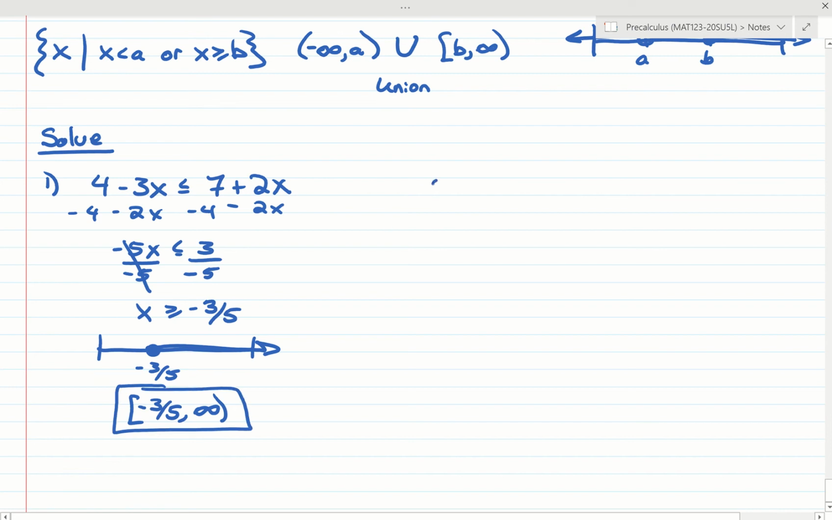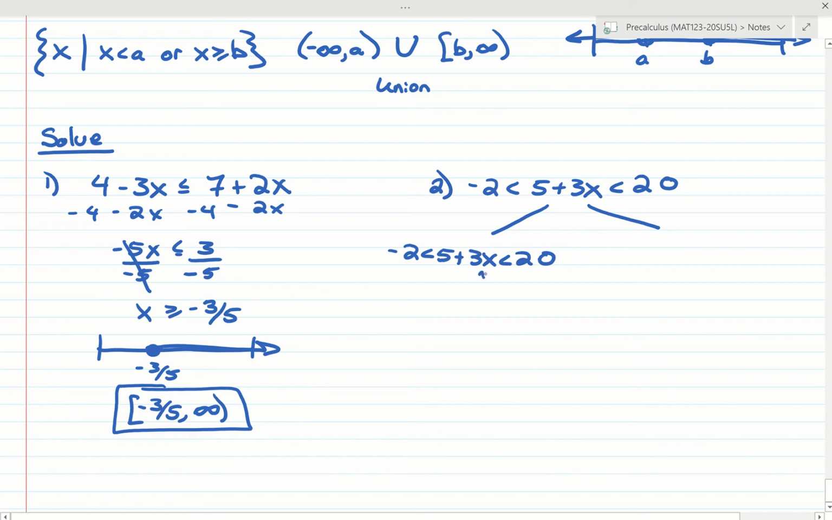What if we had a compound inequality? Like negative 2 is less than 5 plus 3x is less than 20. Now there's actually two different ways we could do this. One way we could do this, you're probably familiar with this way, is we could do everything to all sides.